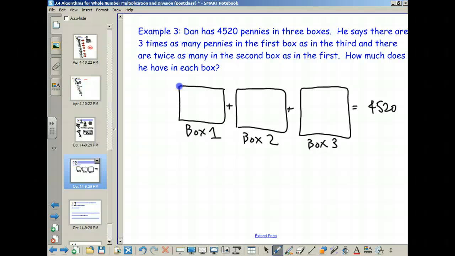In particular, it gives you some information about how many pennies based on other boxes. There are 3 times as many pennies in the first box as the third, right? So whatever is in box 3, we would multiply that by 3 to get the number of pennies in box 1. And then it says there are twice as many pennies in the second box as the first box. So whatever we find out for the first box, we would multiply that by 2 to get what's in the second box.